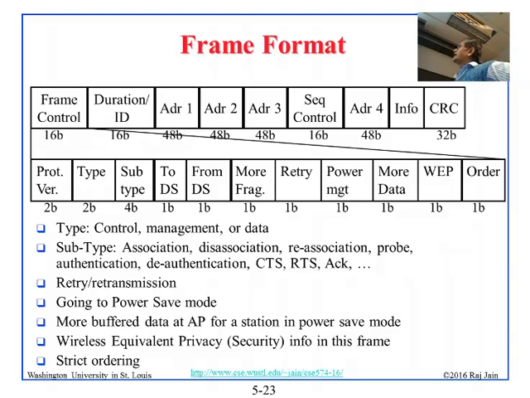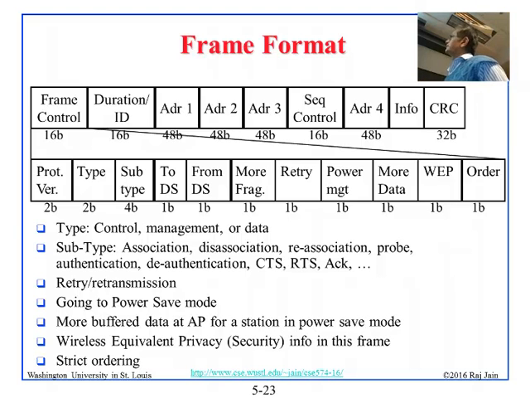Right? Now, what is in the control? So the control itself is 16 bit. The first two bits are simply the version number. Second two bits are type, subtype, whether it is going to DS or coming from DS, which means going to the distribution system, basically going to the wired network or coming from the wired network. More fragment basically says that this is a fragment, and retry, that this is a retransmission, and power management. So, it will be explained later on that this is basically what we are going to do for power management, and more data means more is coming. WEP is the security system that was used before, wireless equivalent privacy, and then the order, strict ordering.